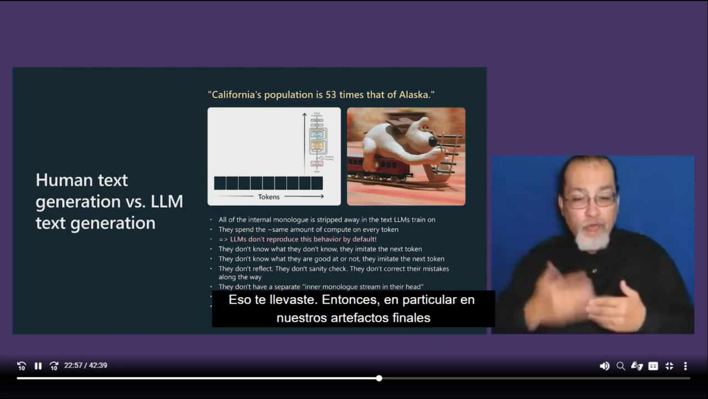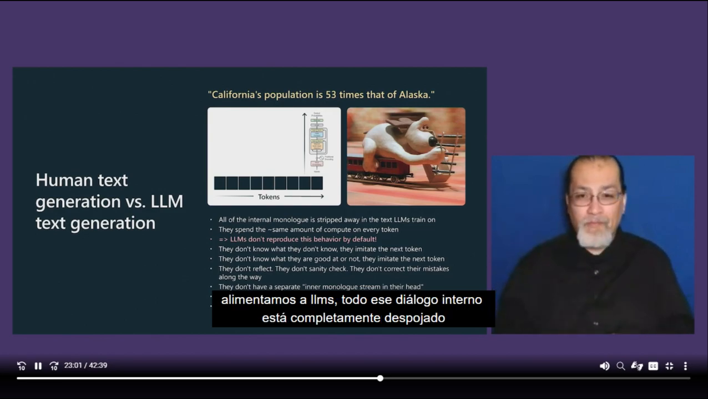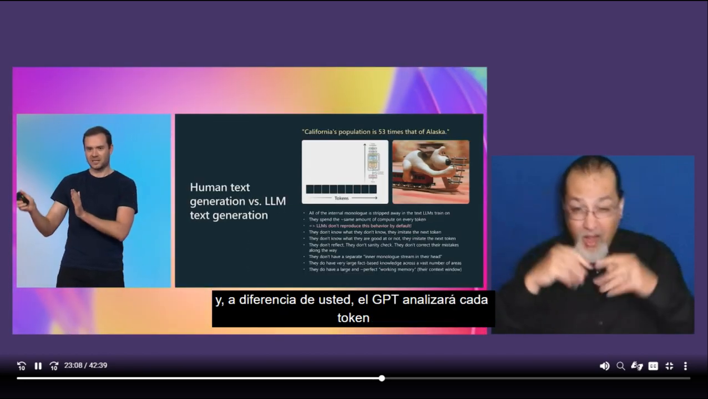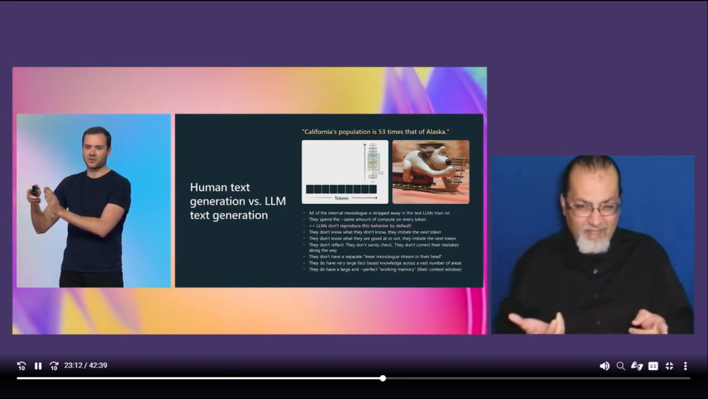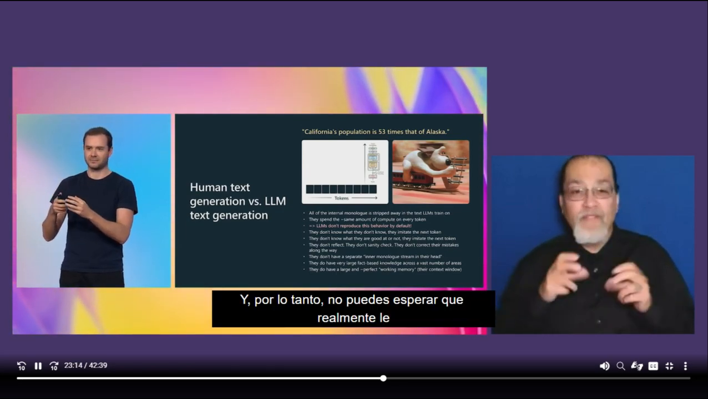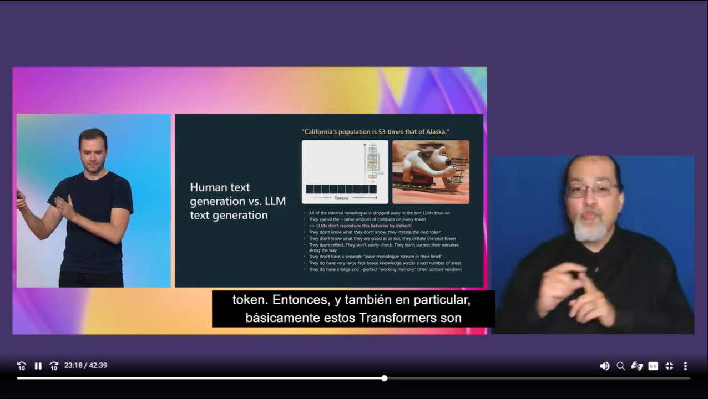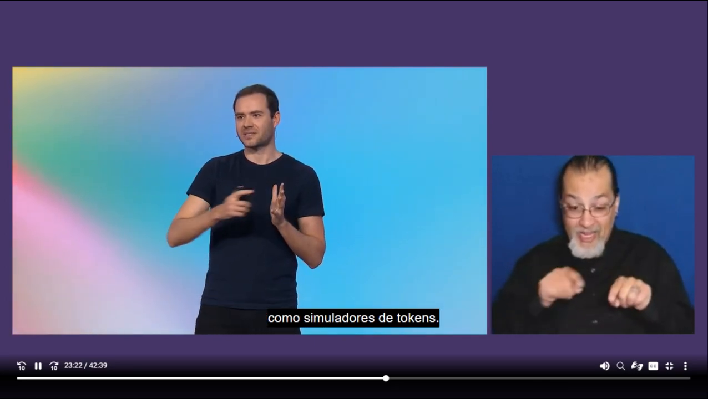So in particular, in our final artifacts, in the data sets that we create and then eventually feed to LLMs, all of that internal dialogue is completely stripped. And unlike you, the GPT will look at every single token and spend the same amount of compute on every one of them. And so you can't expect it to do too much work per token. And also in particular, basically these transformers are just like token simulators.